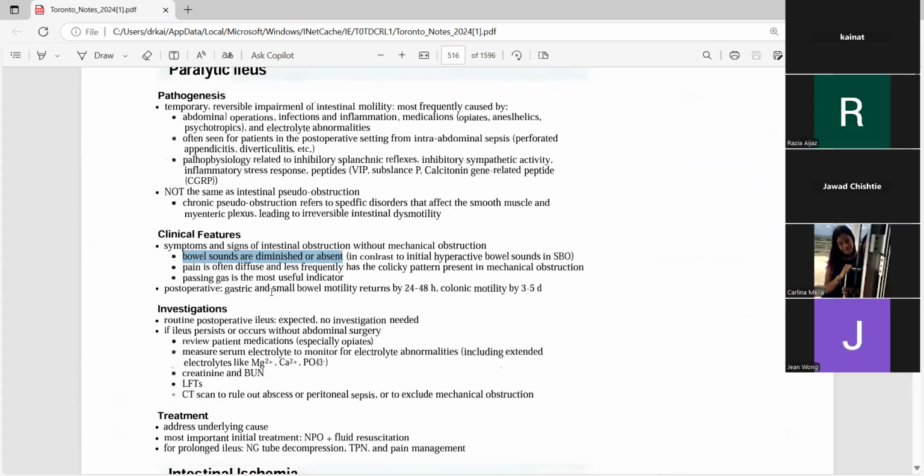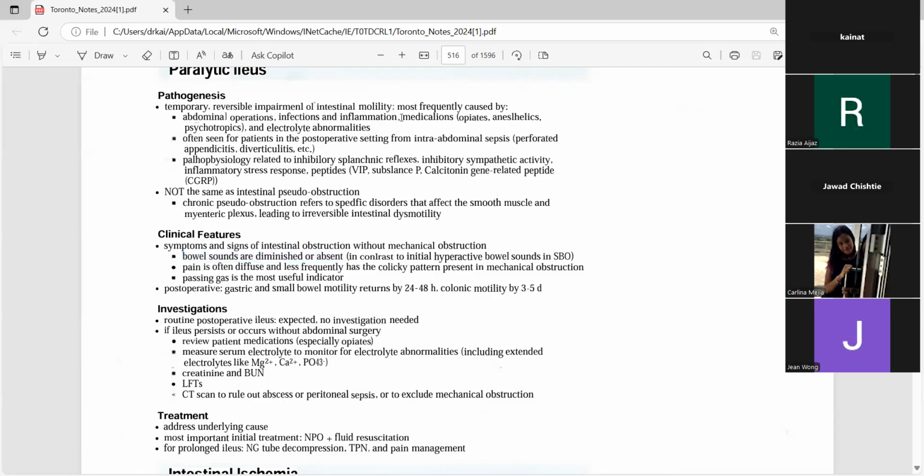So passing gas is one of the most useful indicators. In this case, it is basically not the same as that one. It's mainly the history of some sort of medicine going on. So paralytic ileus usually presents with medication. Although there are many other things like abdominal perforation, infection, inflammation, that could be one of the things too.